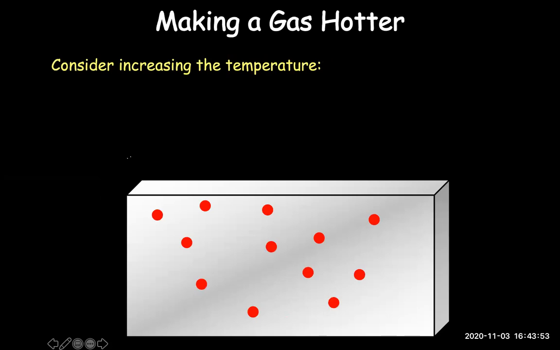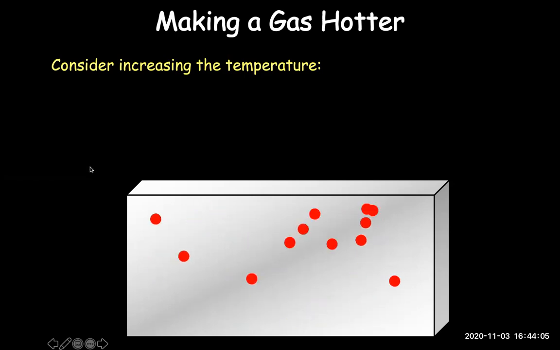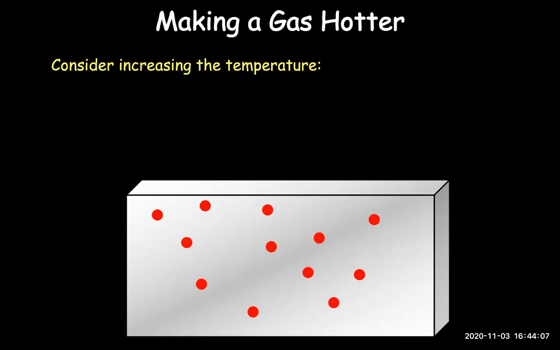So if we turn up the temperature a little bit or add a little bit of energy, because remember temperature is just another word for measuring internal energy, then they move around faster. And when they move around faster, there's more chance they'll bump into each other and into the container. They'll bump into the container more often, and with more force.